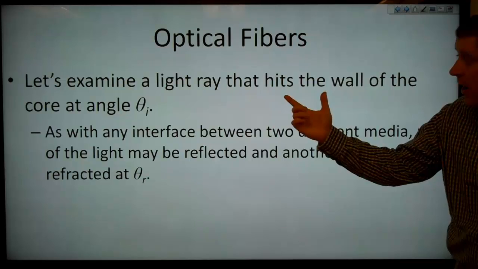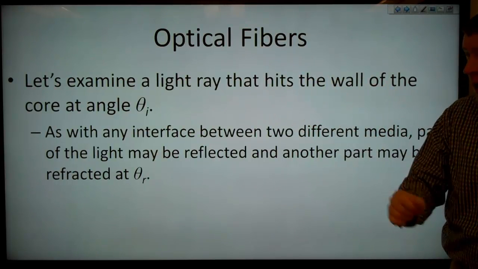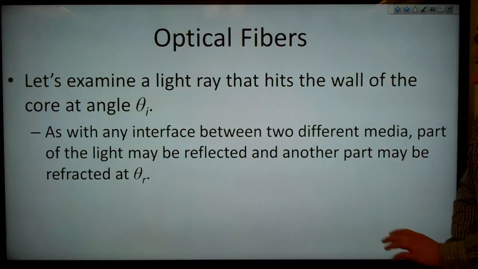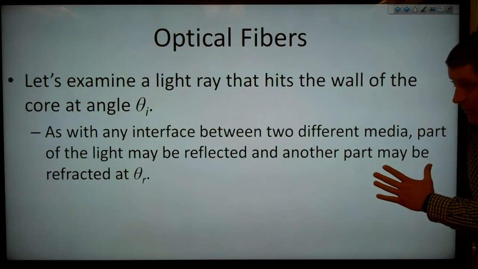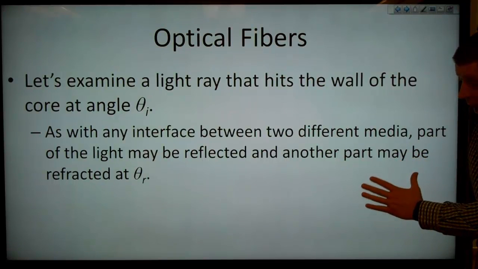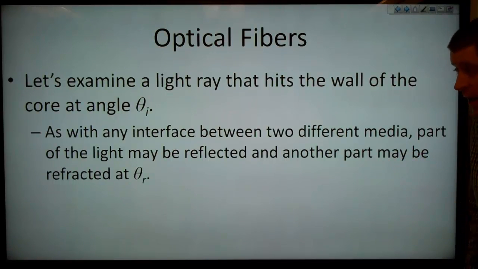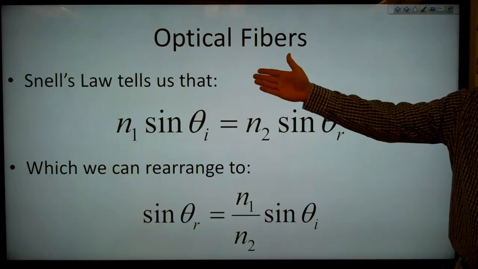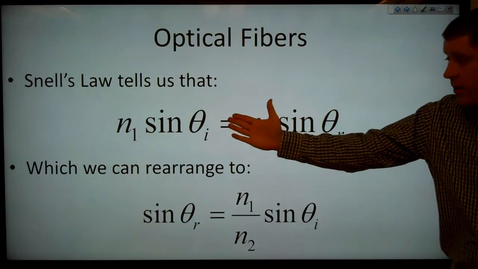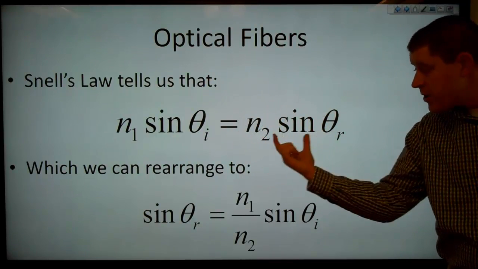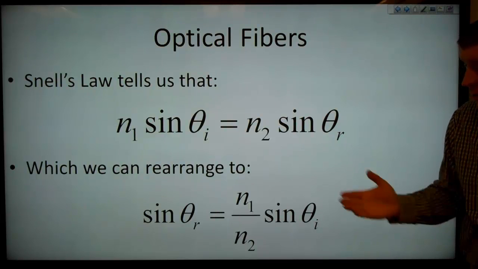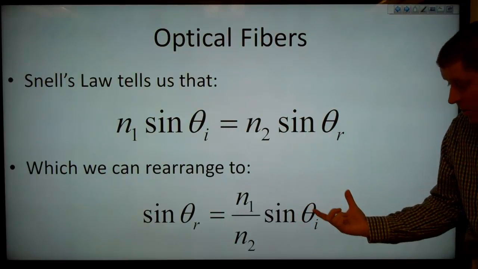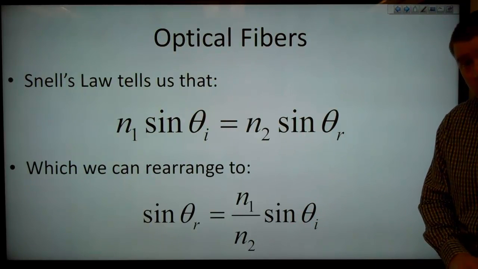Let's examine a light ray that hits the wall of the core at angle theta I. This is the incident angle. As with any interface between two different media, part of the light may be reflected, and another part may be refracted at theta r, the refraction angle. Snell's law tells us that n1 sine theta I is equal to n2 sine theta r, which we can rearrange to give sine theta r is equal to n1 over n2 times sine of theta I.